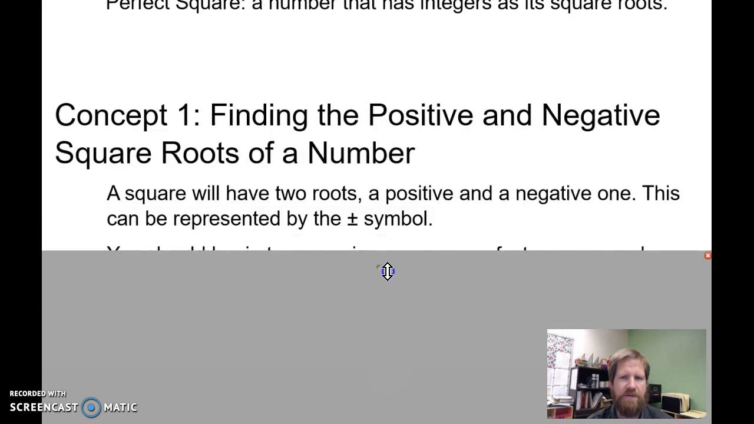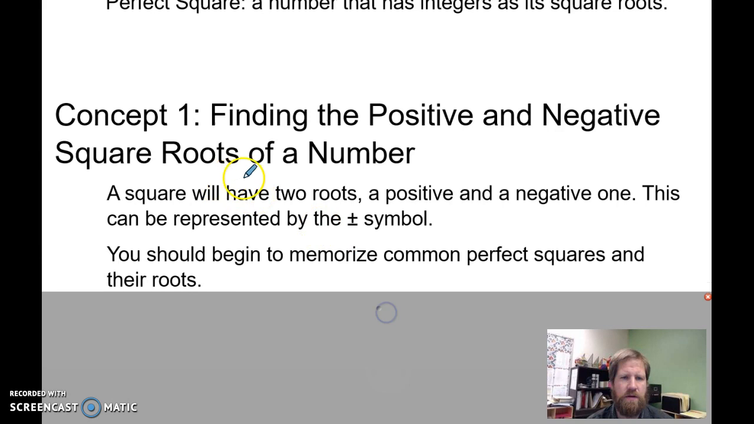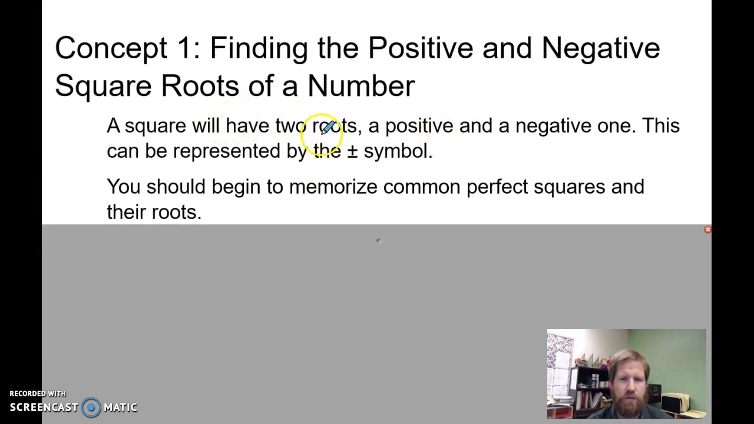Concept 1 is finding the positive and negative square roots of a number. So like I said earlier, you're going to have two roots, one positive and one negative, and it can be represented with this symbol here. In the example above, the square root of 16 is equal to either positive or negative 4. That's the symbol we use, so we don't have to write positive 4 and negative 4.